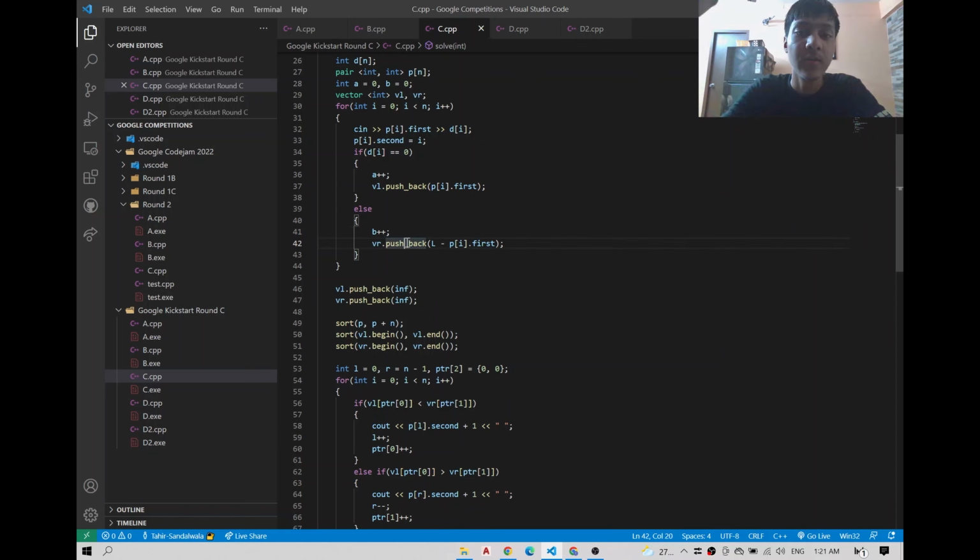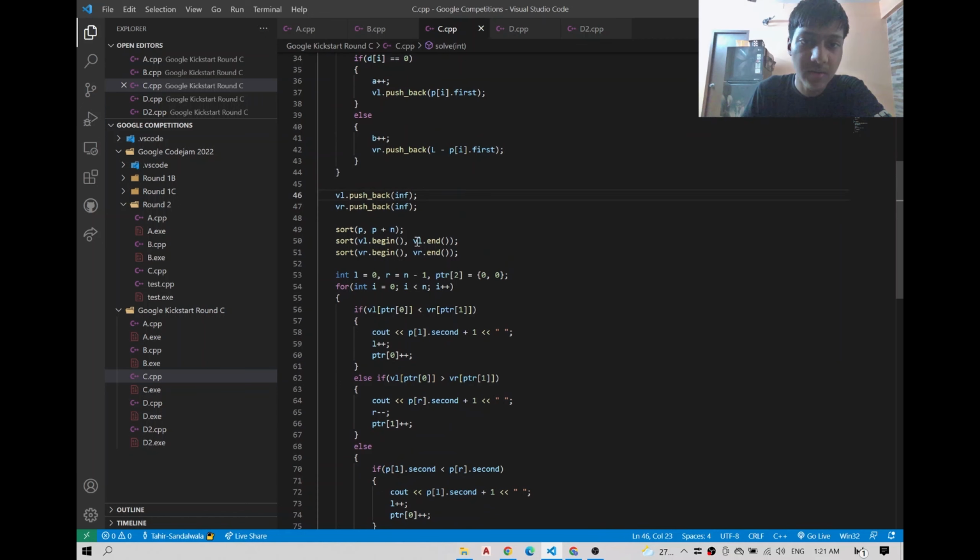Here l minus pi.first will be the distance of that ant from the right end of the stick. So here I've calculated the sequence of distances, which is also the sequence of times, since the speed is 1 centimeter per second, and similarly here. Then I'll explain this part of the code in a little while.